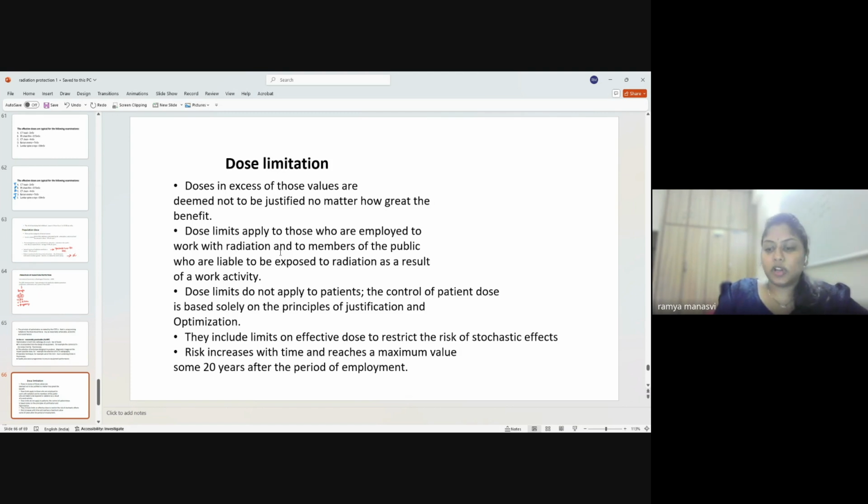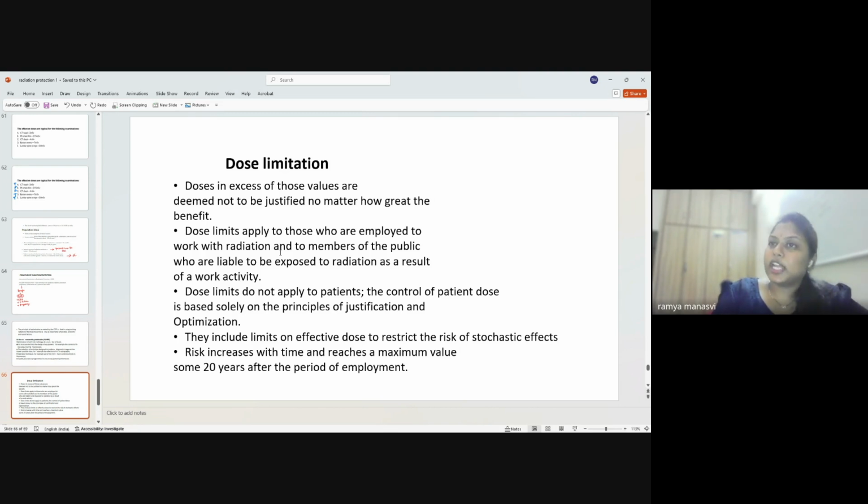So we'll discuss all of that in the next class. That is what they mean here, that the radiation limit is different for the technician, whoever is working, and the members of the public. Dose limits do not apply to patients. The control of the patient dose is based solely on the principles of justification and optimization. They include limits on effective dose to restrict the risk of stochastic effects, because as we have discussed, equivalent dose is for radiation protection, and effective dose is for stochastic effects.